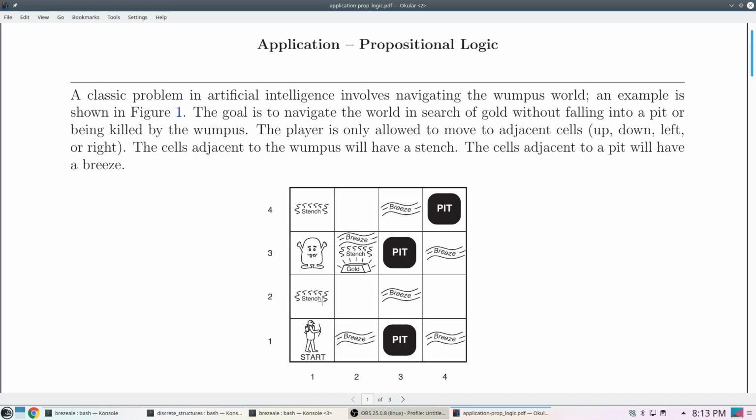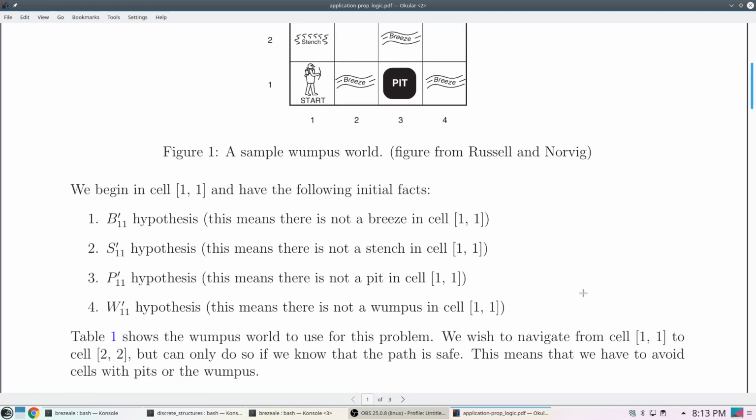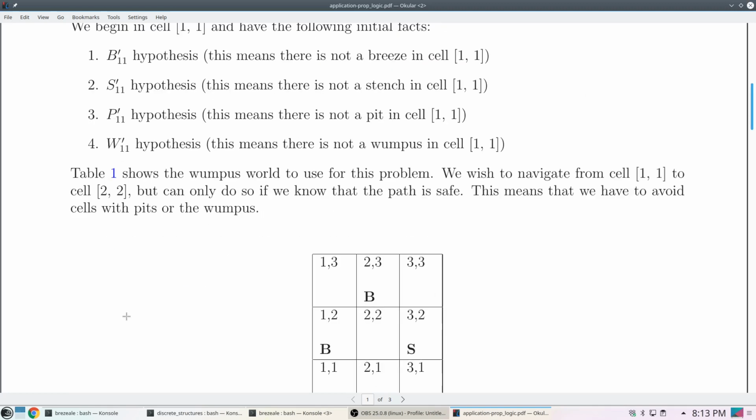So as I move through the world, I pick up these additional facts, places where there's stenches or breezes, and then also places where there is not a stench or not a breeze. And that allows me to make certain observations about the locations of a wumpus or pits. So we start with these initial facts. B prime means there's not a breeze in cell 1-1. There's not a stench in cell 1-1. There's not a pit in cell 1-1, and there's not a wumpus in 1-1.